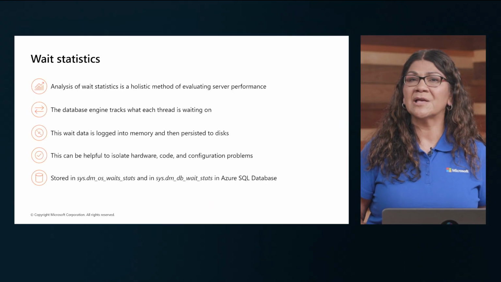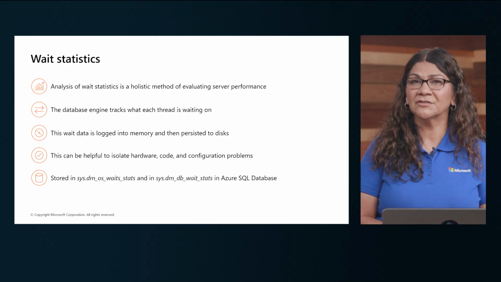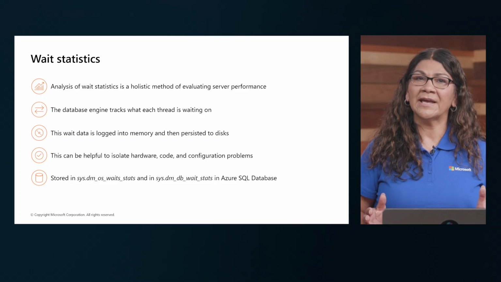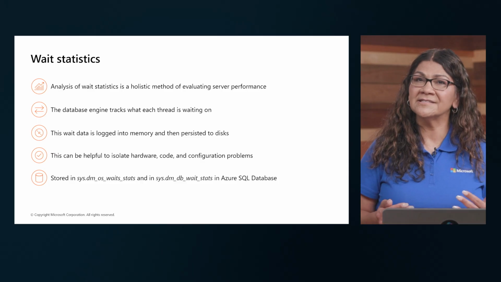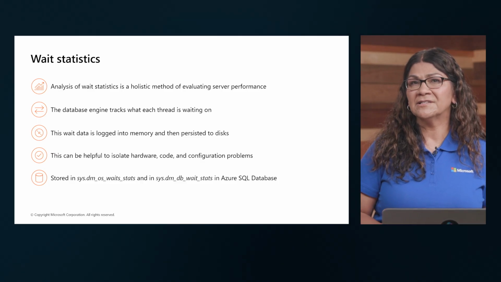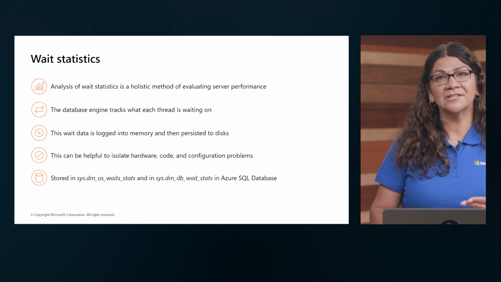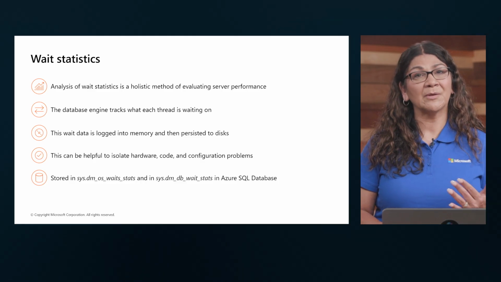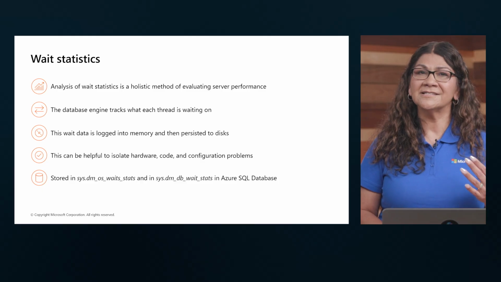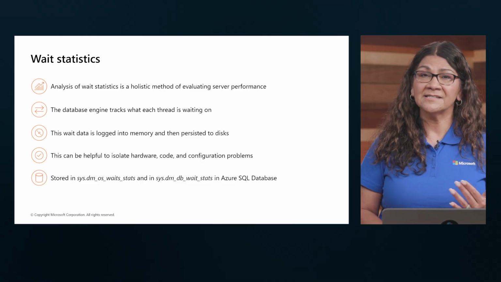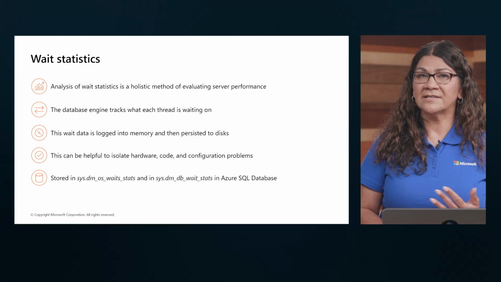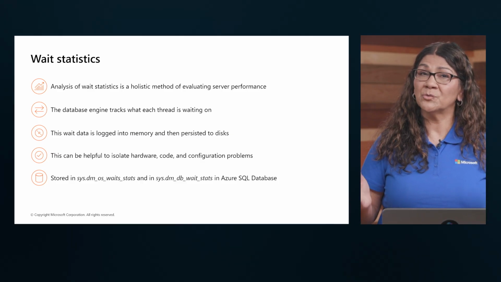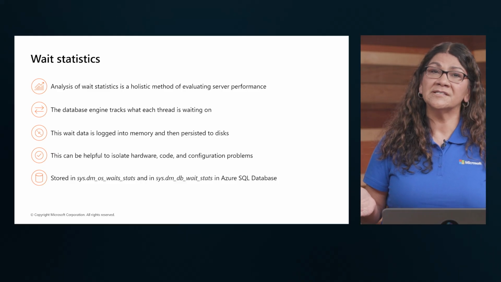Wait statistics offer a powerful method for monitoring SQL Server performance by analyzing what each thread is waiting on. SQL Server's wait tracking system logs wait events for every running thread, helping database administrators identify bottlenecks related to hardware, configuration, or inefficient code. This data is stored in dynamic management views, like sys.dm_os_wait_stats and sys.dm_db_wait_stats.